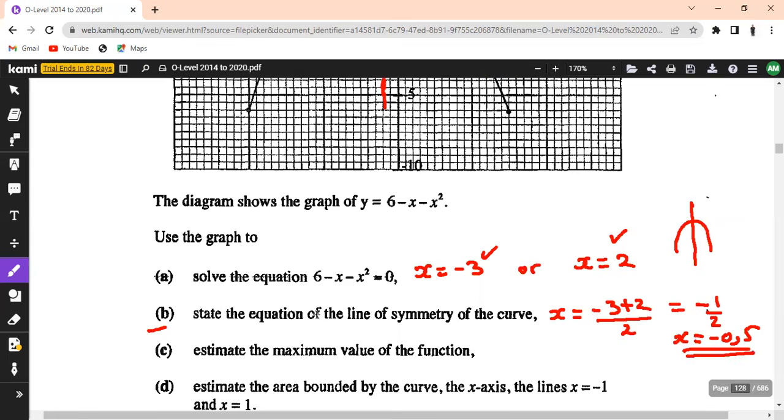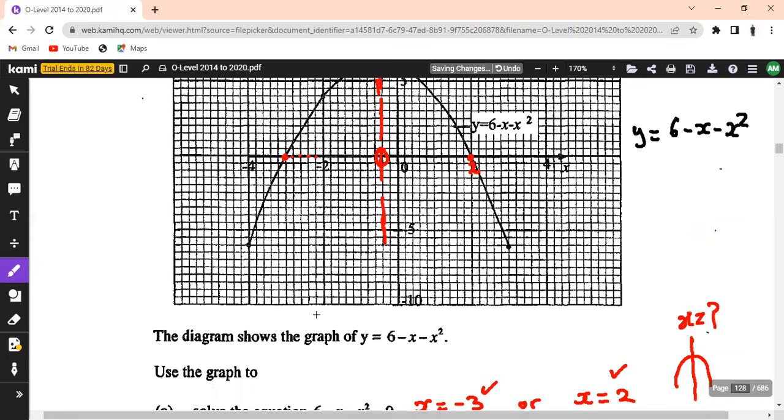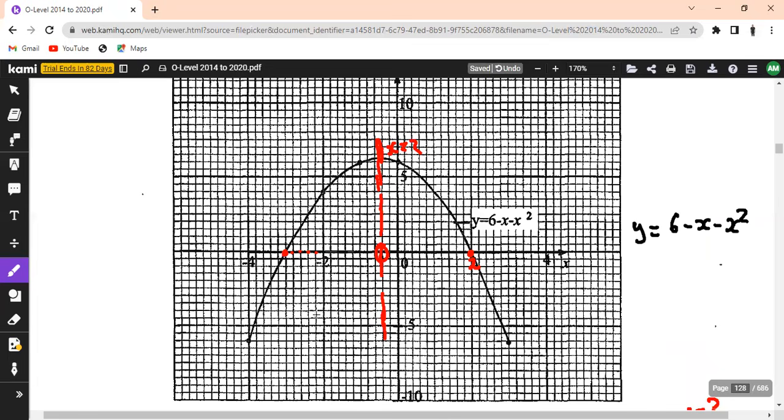That was the equation. Always, if you are dealing with the line of symmetry, it's given in terms of x because it's a vertical line. So it's x is equal to the value where it is crossing through. Okay, then estimate the maximum value of the function, that is c. You're asked to estimate. The maximum is at the turning point of the graph, so that's where we are going to estimate our maximum value.